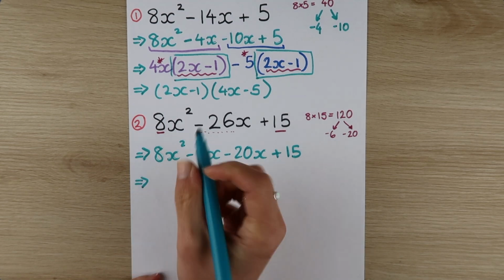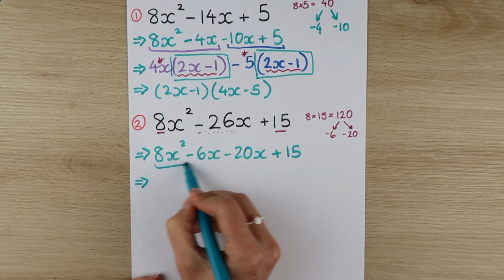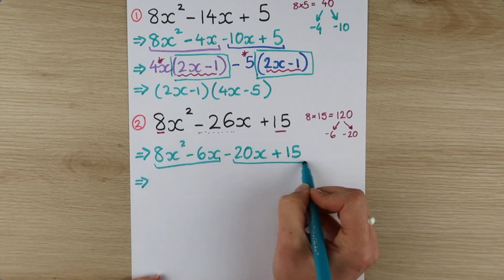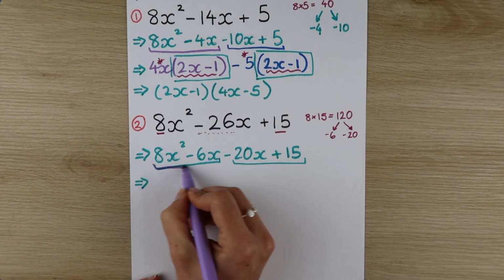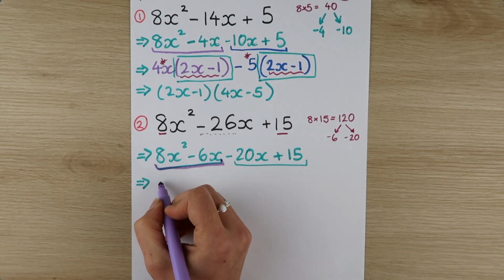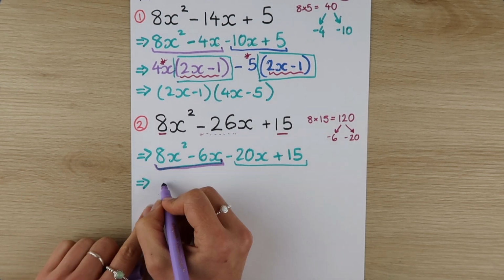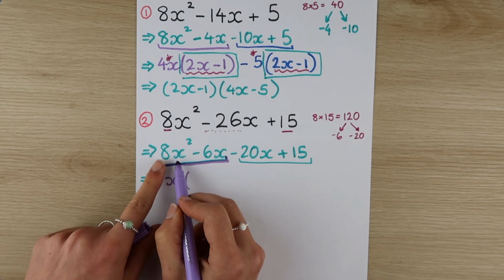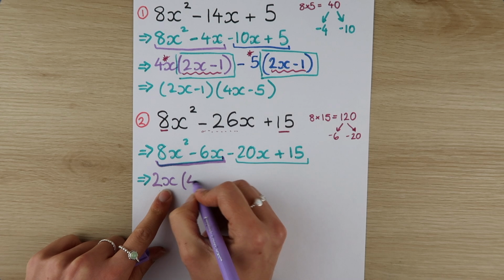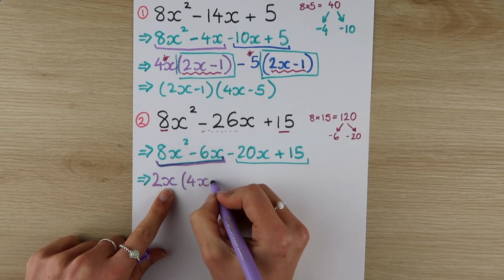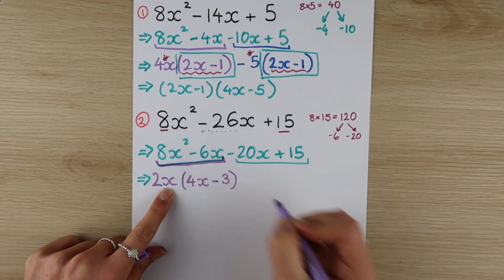Next step. Again, I'm going to factorise the first two and then factorise the last two. I'll show you with the colours though. So out of these ones, I've obviously got x as a common factor and also 2. So 2x, and left over I'll have 4x minus 3.